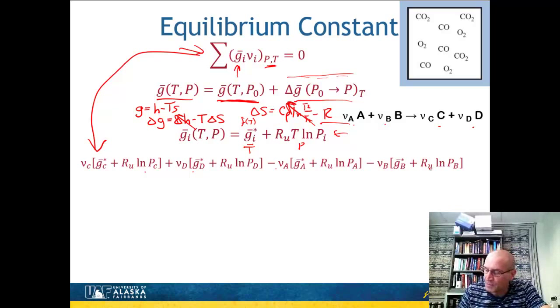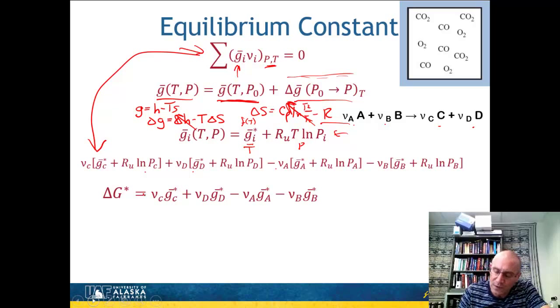Now I'm going to do a little bit of grouping to make this easier. First of all, I'm going to define this function, big delta G star, just for convenience; you'll see why this is helpful. It's just the stoichiometric coefficients times the little G star term. Since I'm taking that term, that term, that term, and that term, I'm grouping those together and calling that delta G. Then what's left are all those log terms in terms of pressure.